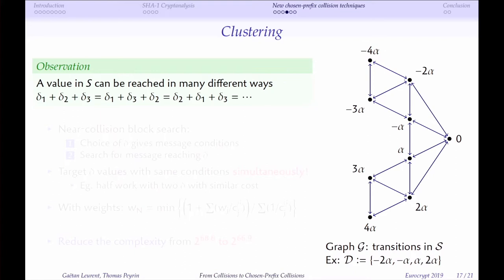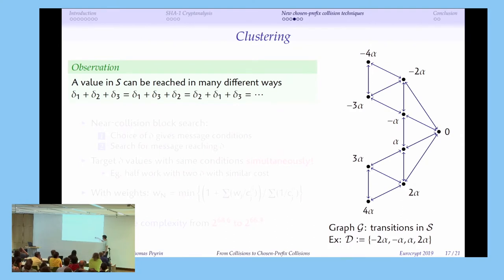And the idea is, now we're going to look at this in terms of a graph. So we take the set S of nice differences. Those are all the vertices in the graph. And the edges are the near collision blocks that we can use to move from one difference to another. So the difference between the two points is one of the values that we can reach in this set D. And an important observation about this type of graph is that there are many paths going from a given point to zero, which corresponds to collisions. There's not a single path.